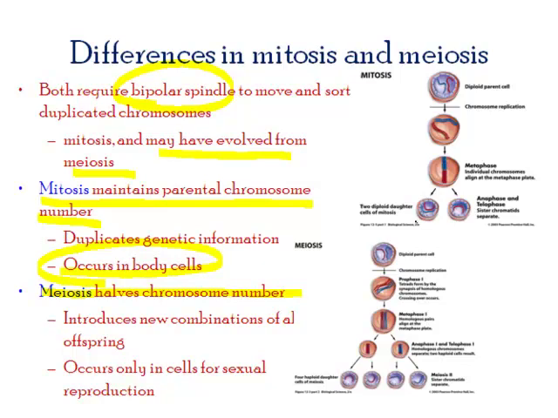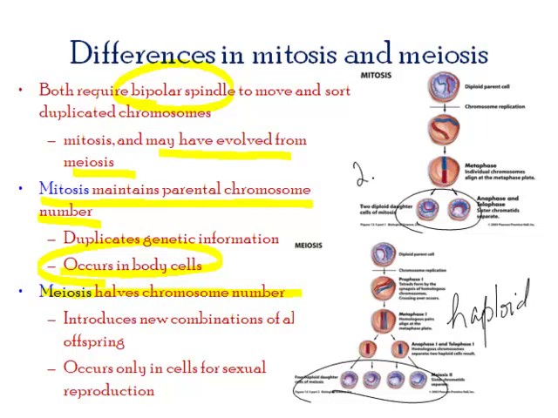In mitosis, you only have 2 cells. Meiosis always results in 4 haploid cells. So these are the 4 haploid cells, and these are the 2 diploid cells, still diploid because mitosis does not duplicate or reduce the chromosome number.